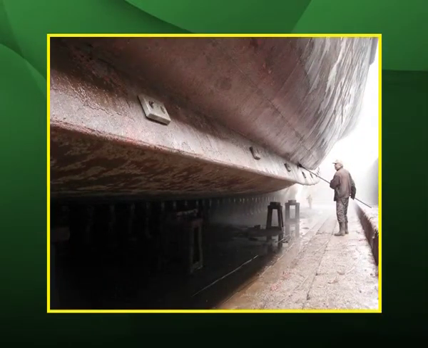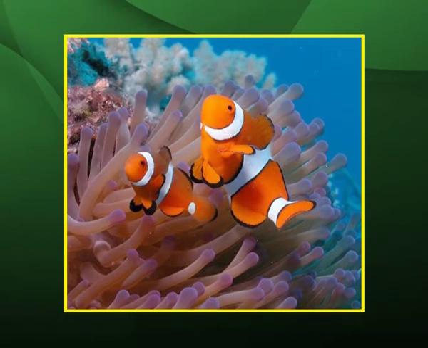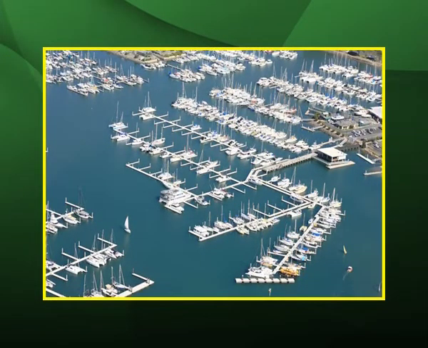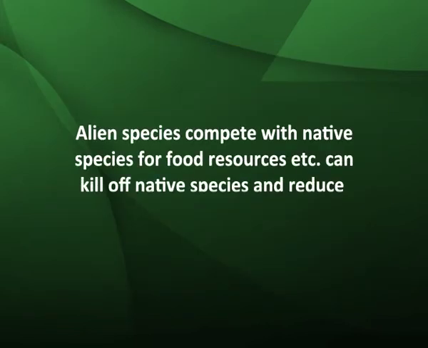Chemicals which are painted onto the side of boats to prevent growth of marine organisms often seep into the sea. These pollutants can affect animal life, especially in places of high traffic like harbors and marinas. Alien species compete with native species for food resources, can kill off native species and reduce biological diversity. To add to all this, these species can introduce new marine diseases.